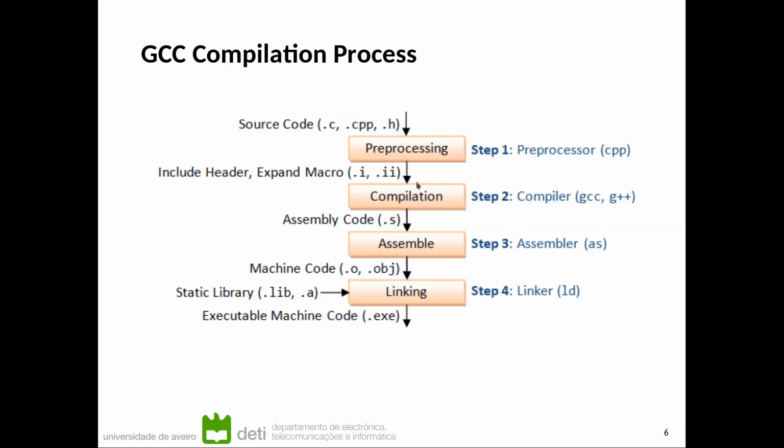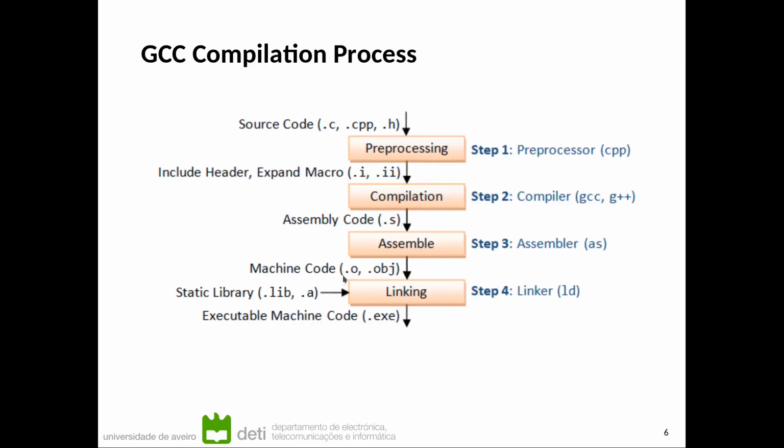And compilation, in fact, consists in converting this expanded code with the headers into assembly code. And then we have the assembling code that will generate machine code. This machine code is what is called a relocatable code. So it's already composed of machine instructions, but no specific address in memory has been assigned. So it can be relocated. I can place it where I need to place it.